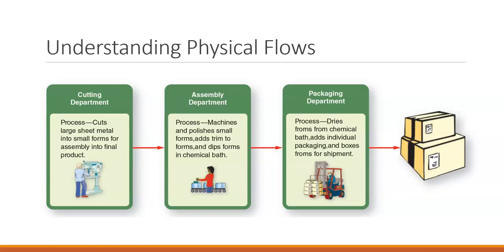So we have an example of how an item can flow through a production process. We have a company from our textbook that goes through 3 different processes. We have a cutting department, which cuts large sheet metal into smaller forms of metal for assembly. That gets moved to our assembly department. After we've finished assembly, our items get transferred to the packaging department. The packaging department prepares items for shipping and sends them out to be shipped.